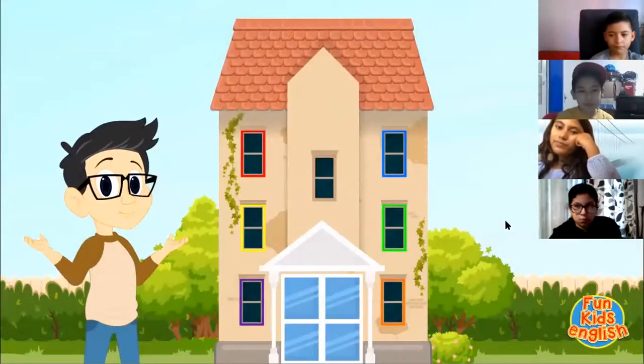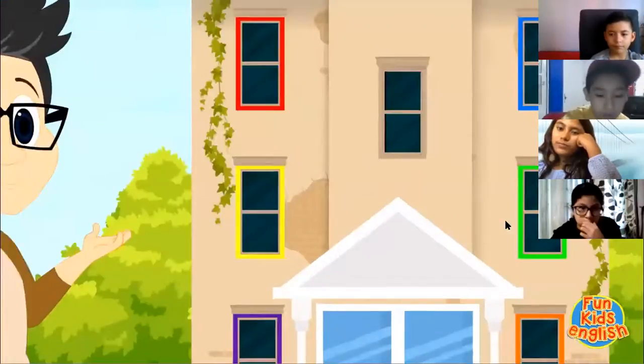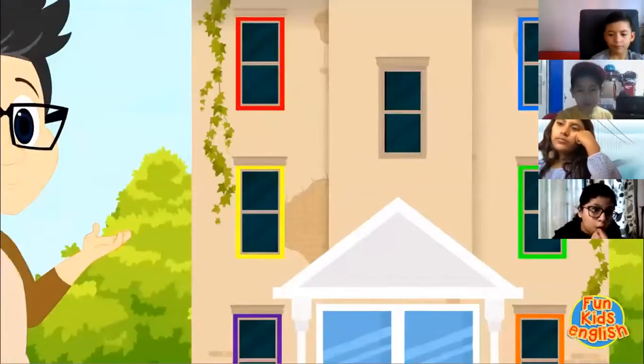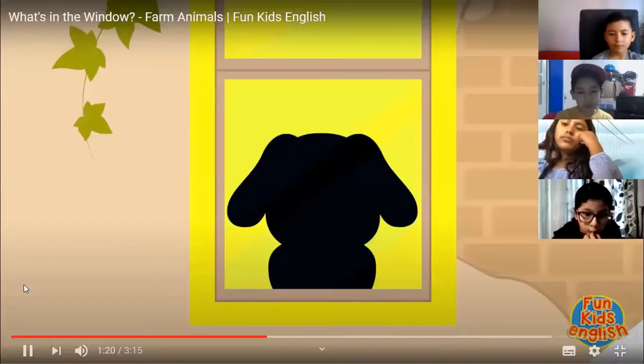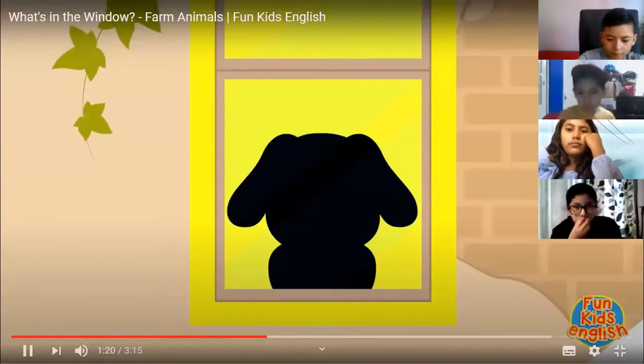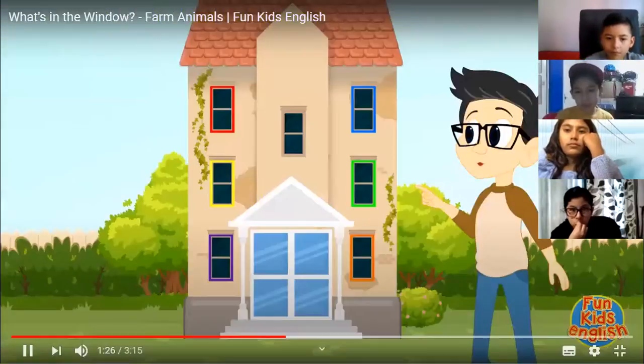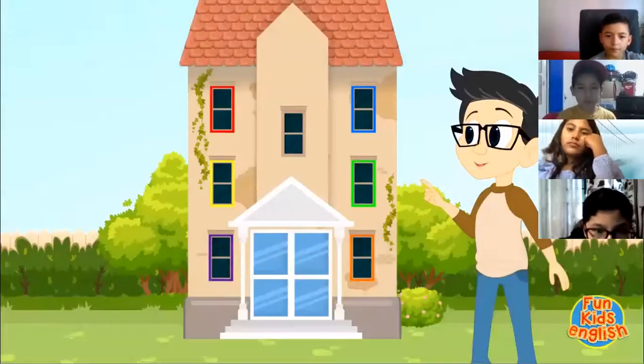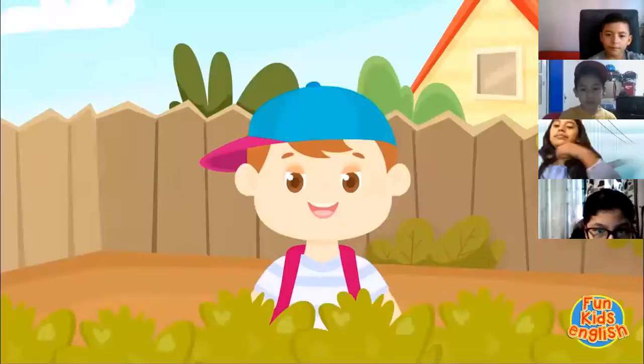Steven, fair. Let's try the yellow window. What is it? It's a dog. What's in the window? Hey there, the dog, Jael, Kathy.